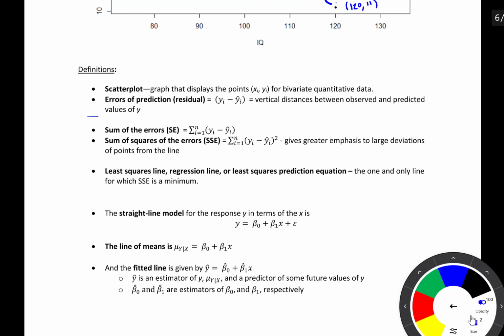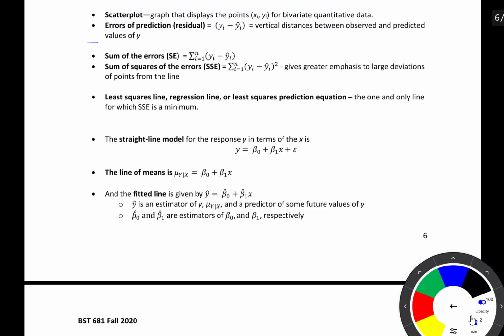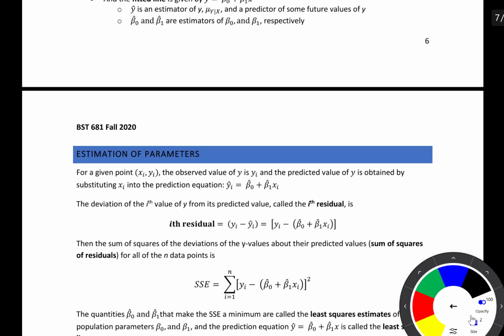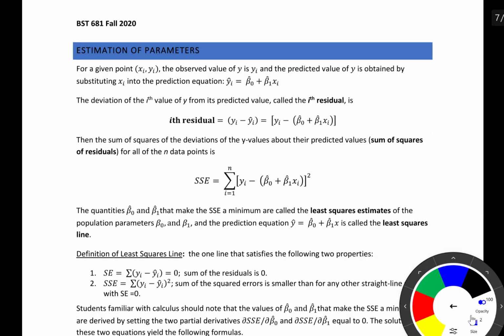And you can read a little bit more information about that here in these definitions. So let's talk about how we actually get those parameter estimates. How do we actually find beta hat naught and beta hat 1? And so again, we start out here with a definition of the residual, and that's what we just saw above on the scatter plot.